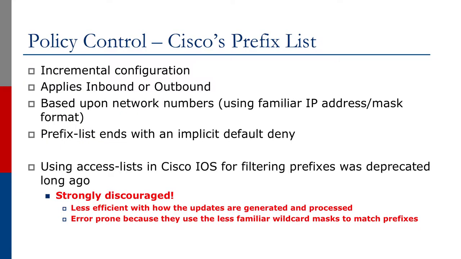A long time ago, Cisco IOS had access lists for filtering prefixes, and they've deprecated it since then. We strongly discourage you from using access lists for two reasons. Firstly, they're inefficient in the way that IOS does the matching. And secondly, they use wildcard masks, which makes it very easy to make mistakes.